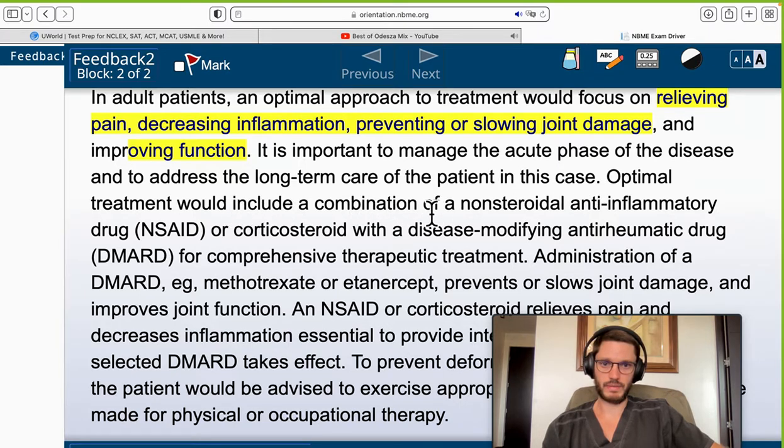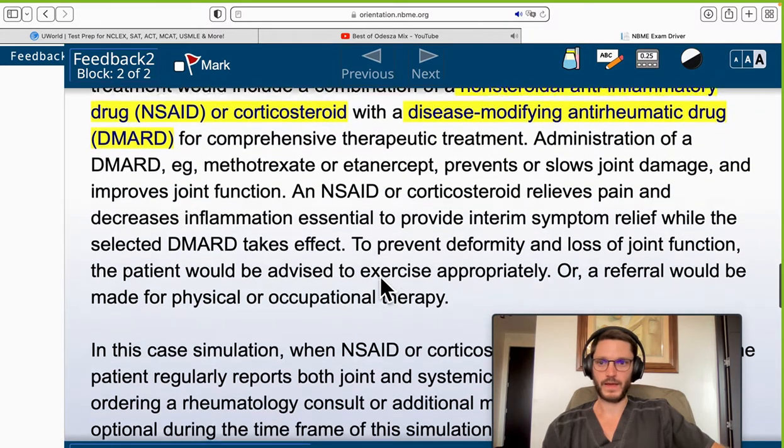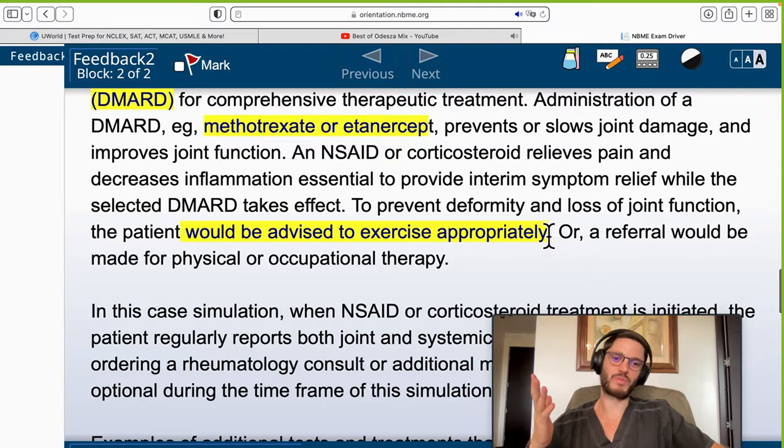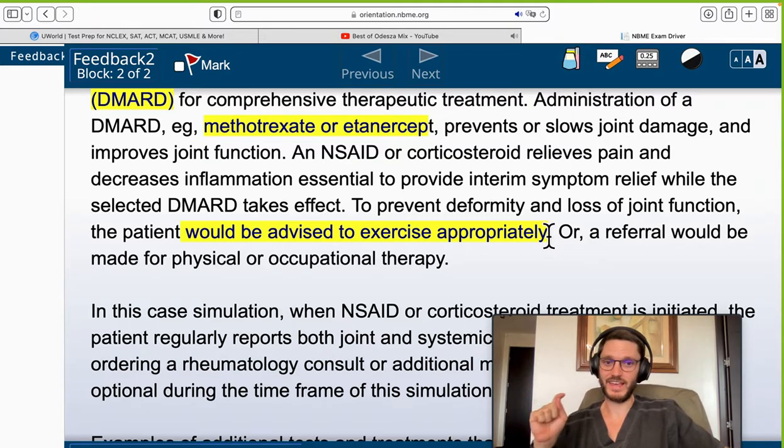Optimal treatment, combination of NSAID and corticosteroid with a DMARD. I used the DMARD with NSAID. The DMARD was methotrexate. Here we have it. Slow joint damage and improves. Okay, to prevent deformity and loss of function, should be advised to exercise appropriately. I told you guys, but I didn't have time to write the order. It's because I don't know what I should have written.